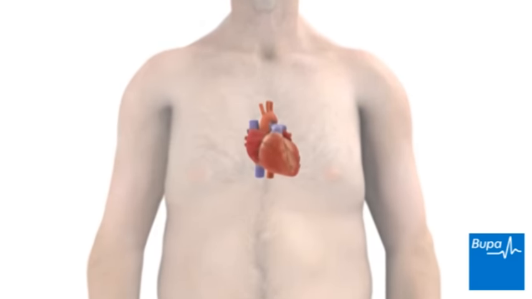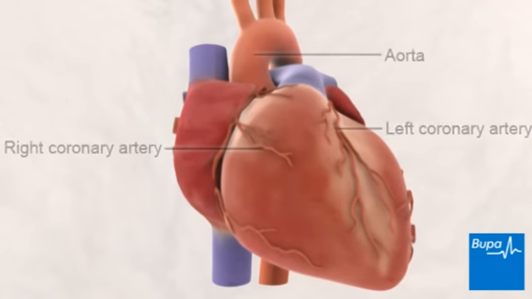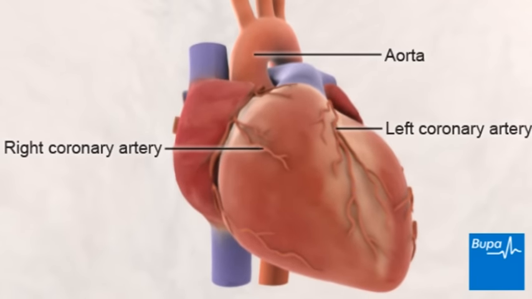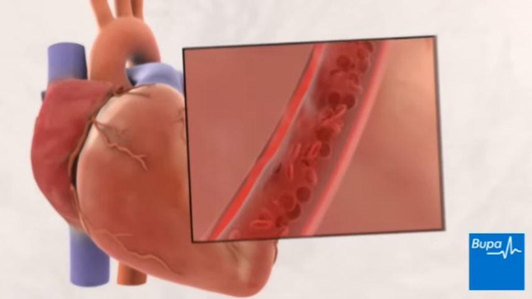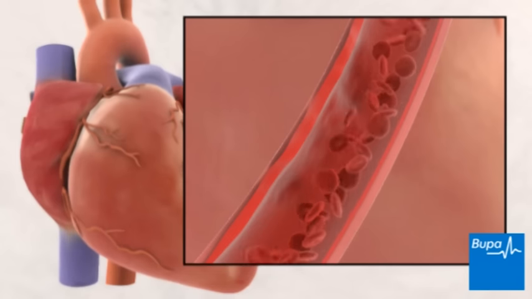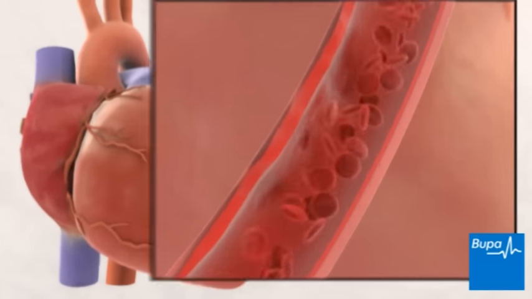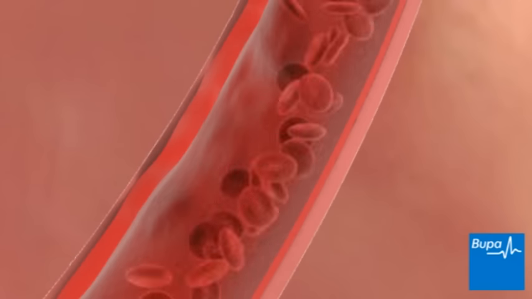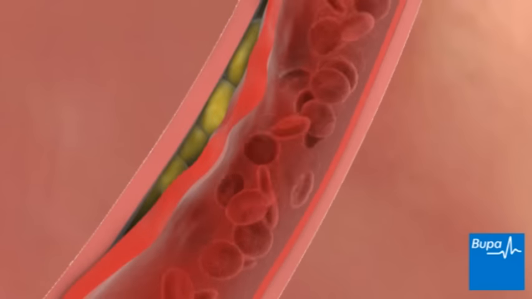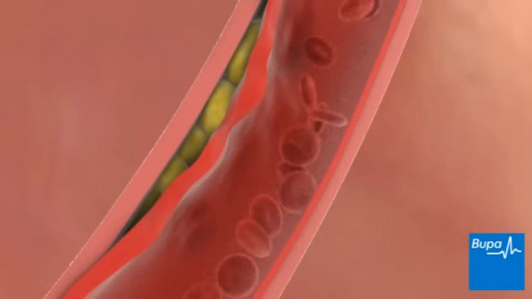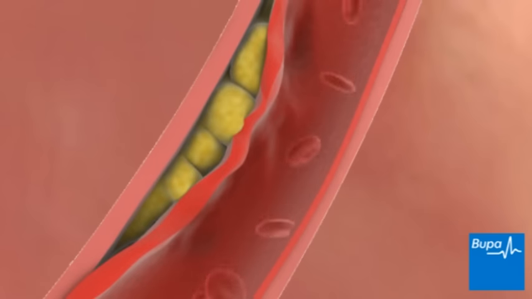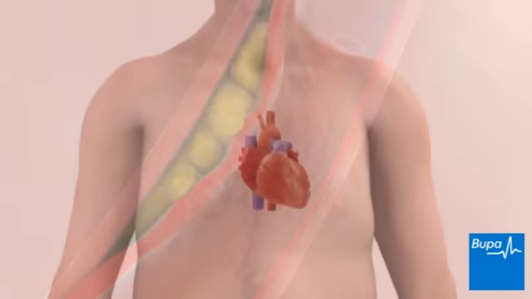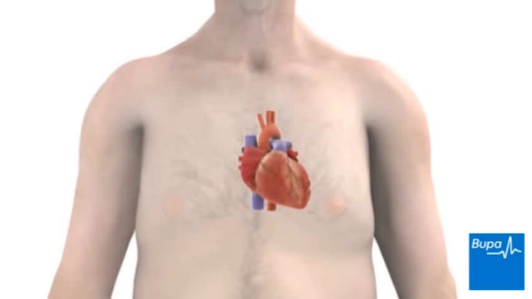The network of blood vessels that branch over the surface of the heart are called the coronary arteries. Coronary heart disease occurs when fatty deposits build up and form a plaque or atheroma on the artery wall. This causes the artery to narrow and harden, reducing blood flow to the heart. A CABG can bypass the blocked arteries so that blood can flow more easily.